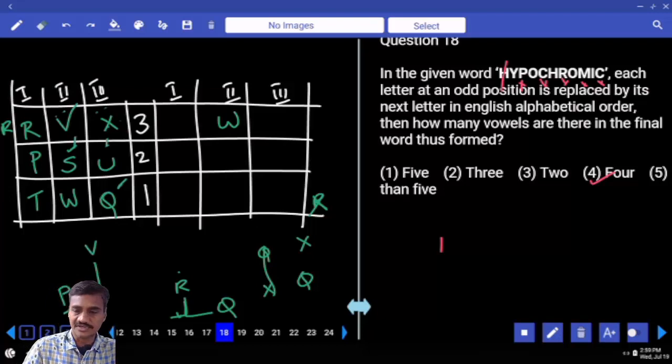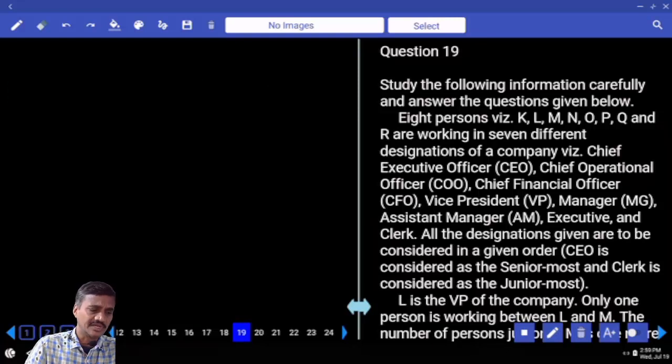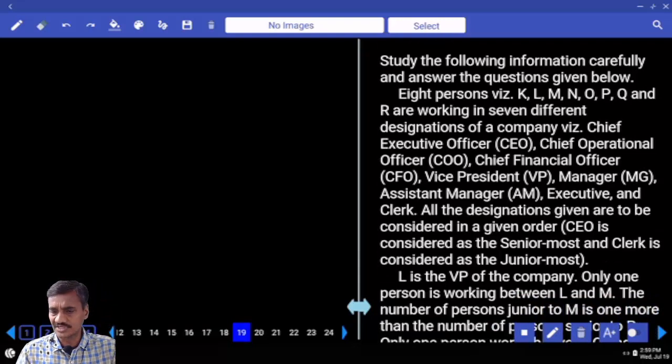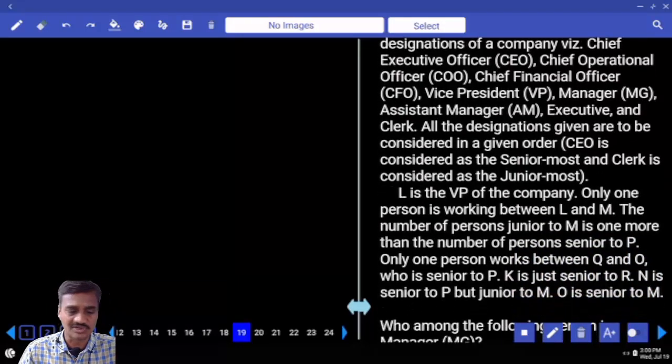Then next one, 19 onwards. Now in this 19, 8 persons are working in different designations of a company. Now 8 persons, 7 or 8? Now 8. Now how many designations were given here? 1, 2, 3, 4, 5. And 8 persons, 8 fine. Then all the designations are given to be considered. CEO is senior most, clerk is the junior most.